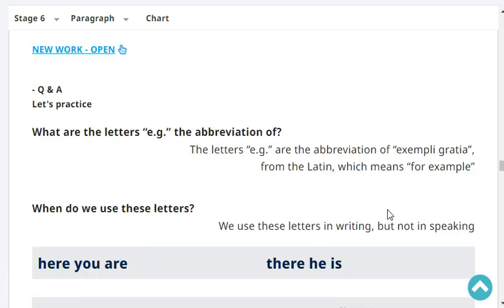What are the letters EG the abbreviation of? The letters EG are the abbreviation of exempli gratia, from the Latin, which means for example. When do we use these letters? We use these letters in writing, but not in speaking. Very good.